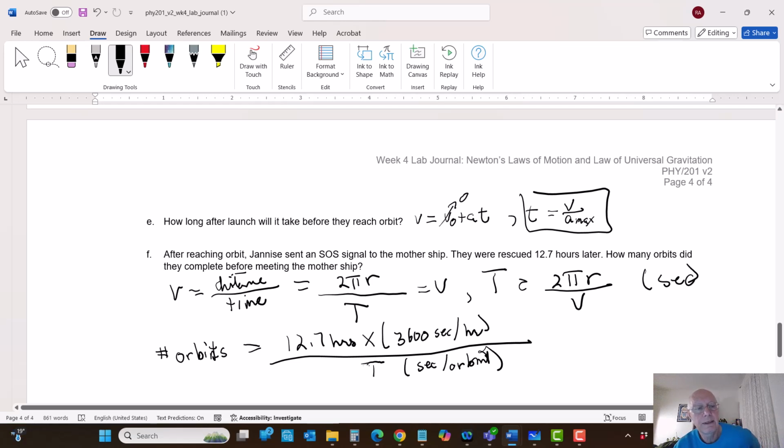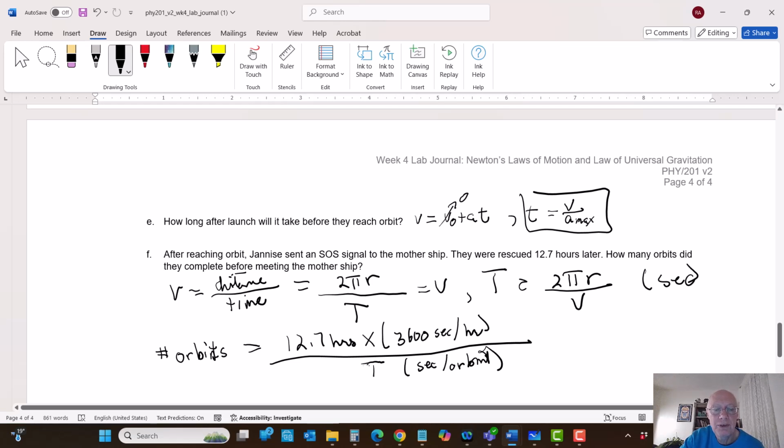So how many orbits did the two astronauts complete before meeting the mothership? Well, we first want to figure out the time it took for an orbit. So we remember that the speed is distance over time. The distance for one orbit is 2 pi times radius. It's just a circle. We're assuming circular orbits. That distance divided by the period, T, is the speed, right? All right, so solve for T. T is 2 pi r over v. That would be in seconds.